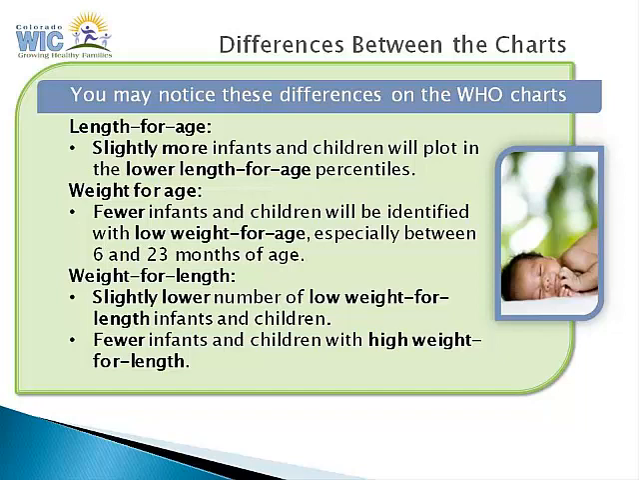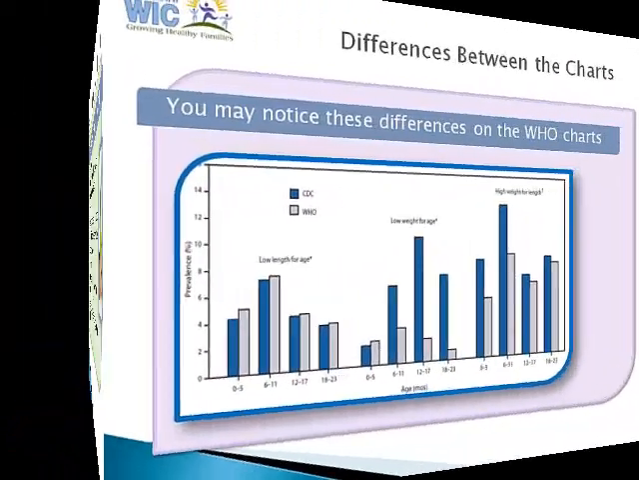Probably the most noticeable trend is that fewer infants and children will be identified with low weight for age, especially between 6 and 23 months of age. This is because of the difference in the growth curve, especially for the rate of weight gain during this time frame. Finally, you may notice fewer infants and children with low weight for length. The WHO charts also have fewer children with high weight for length, according to the data.